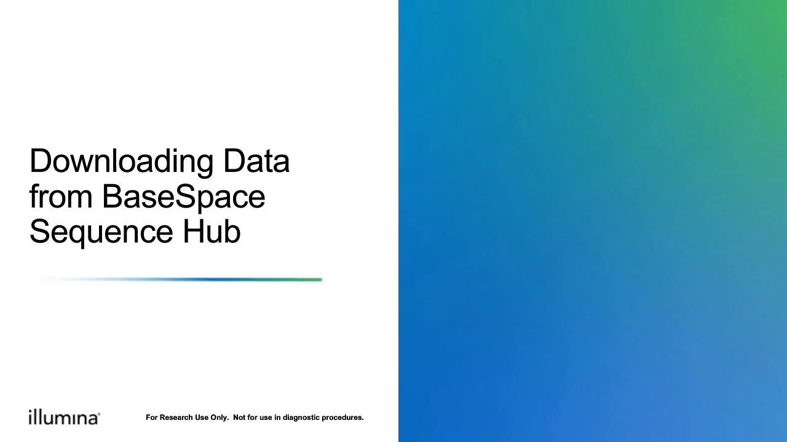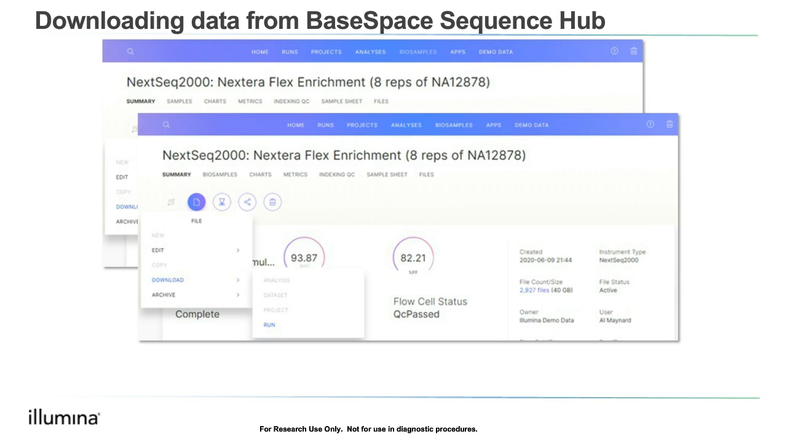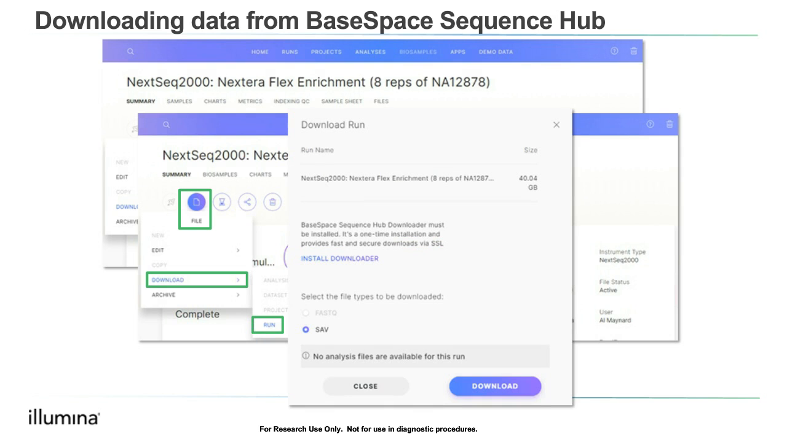You can also view your BaseSpace runs in SAV. If your run was sent to BaseSpace and you would like to download the run files to view in SAV, the steps to download will be the same regardless of what BaseSpace view, classic or new, you are using. From the run page, select the file icon, hover over download, then select run. Ensure SAV is selected and download. Once the download completes, you can unzip the file and view the run in SAV.